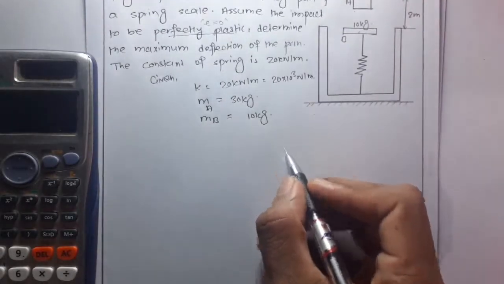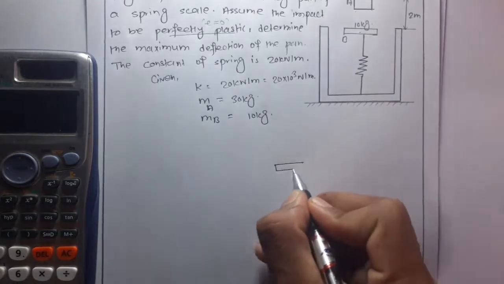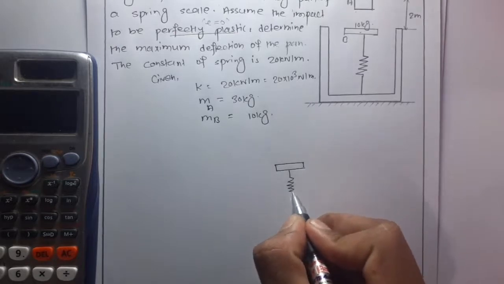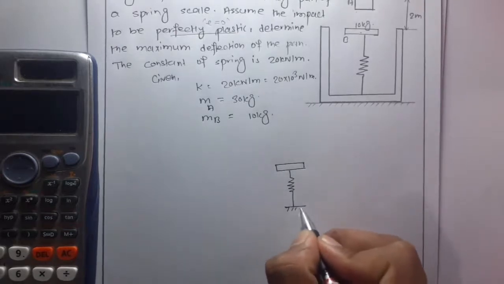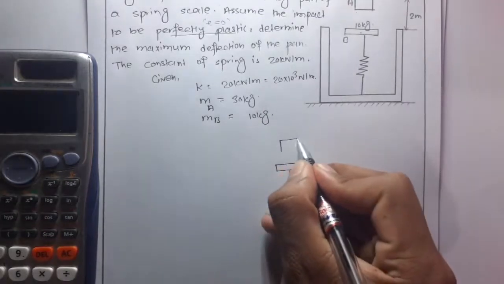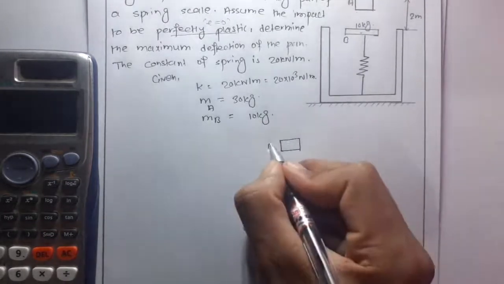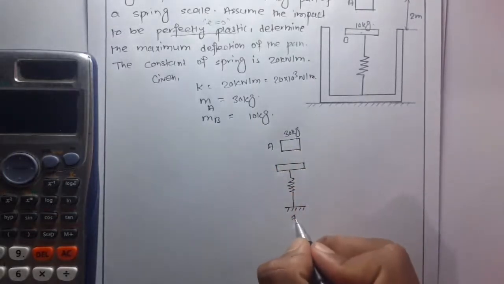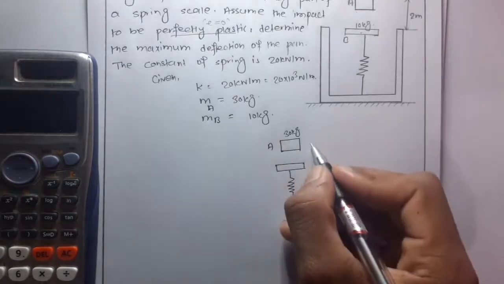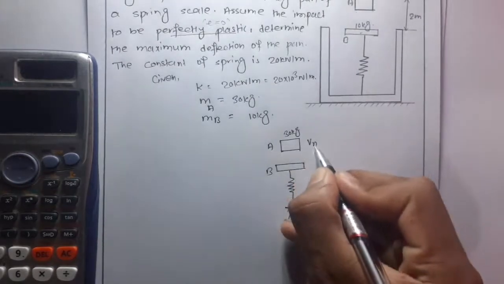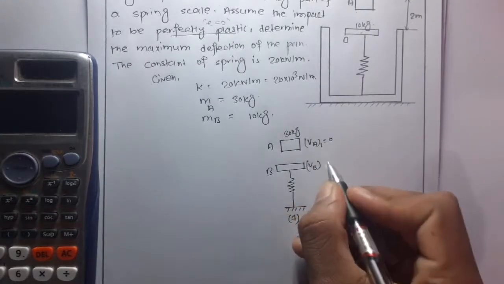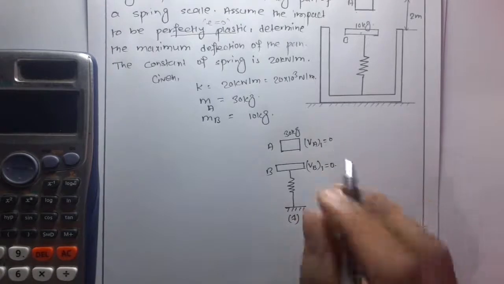At initial condition, this is a pan and this is a spring attached to this, and this is a 30 kg block. This is position 1. Initially, they all are at rest. So vA1 is equal to 0 and vB1 is equal to 0.